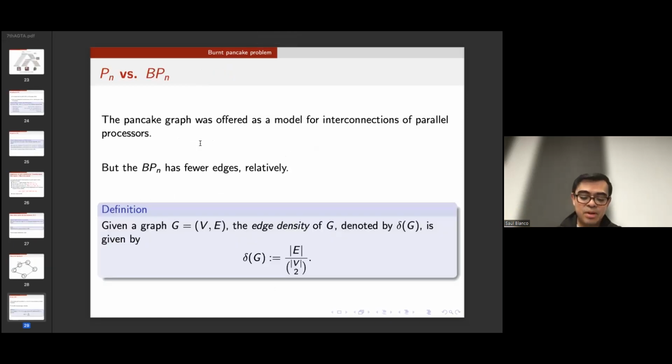So one thing that I think is reasonable, and it's another reason why people were proposing these pancake graphs as interconnection networks, is that they actually have relatively fewer edges. With the complete graph, you can find anything that you want, right? The complete graph will have all of the cycles because you have all the possible edges. But there's this measure for graphs called edge density, which is the ratio of the edges that you actually have divided by the edges that you could have in a simple graph. The maximum number of edges you can have in a simple graph is the number of vertices choose 2, right?